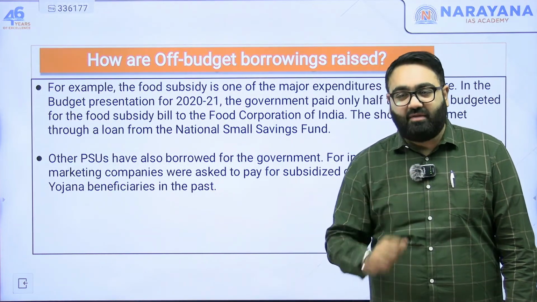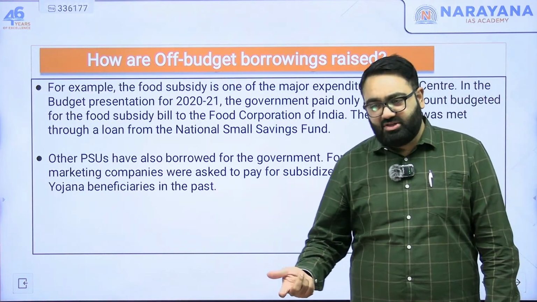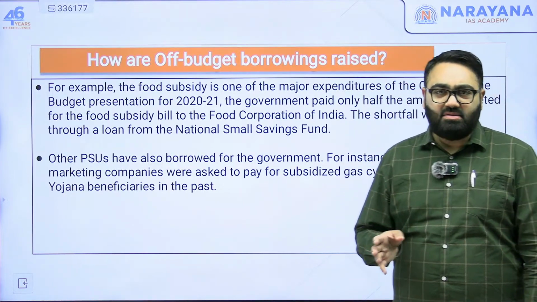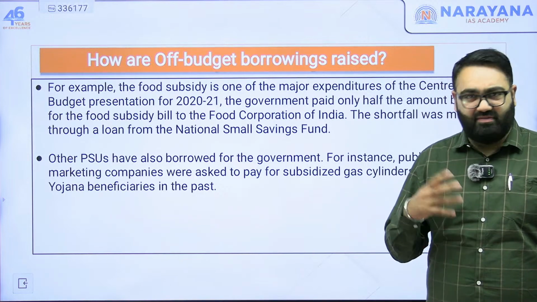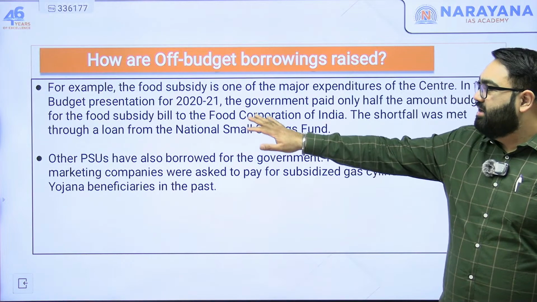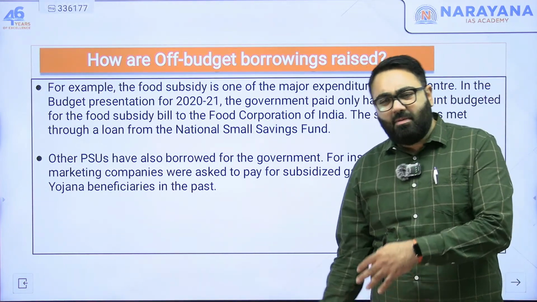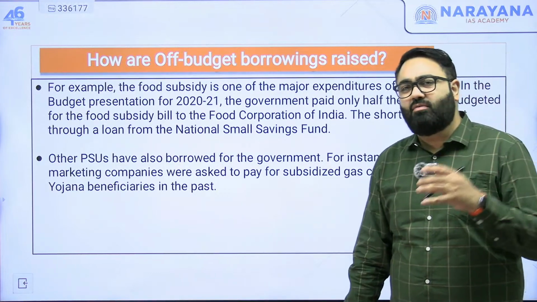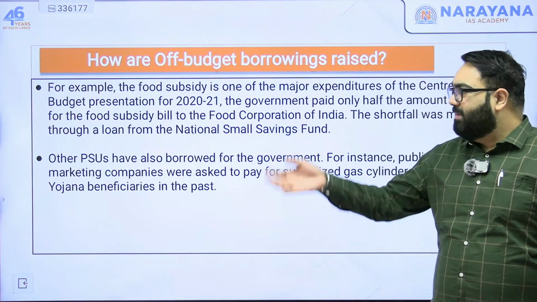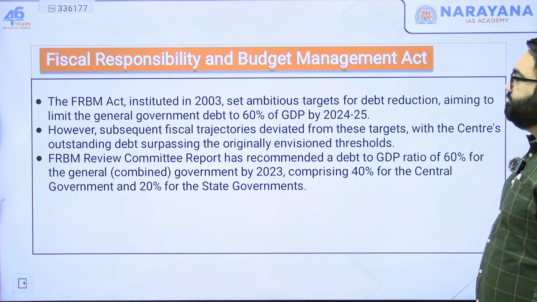In second place, we have fertilizer. These kinds of facts are asked very regularly in the prelims examination, so you must know. Again, as I told you yesterday, even if you don't know the exact number, just know which is the biggest one, which is the second, which is the third, etc. Anyway, so this is how off-budget borrowings are raised. The Food Corporation of India is asked to take a loan, and they might take a loan from government agencies also, or from other enterprises as well, which is eventually to be paid back by the government only, but for now it doesn't show in the budget of the government.